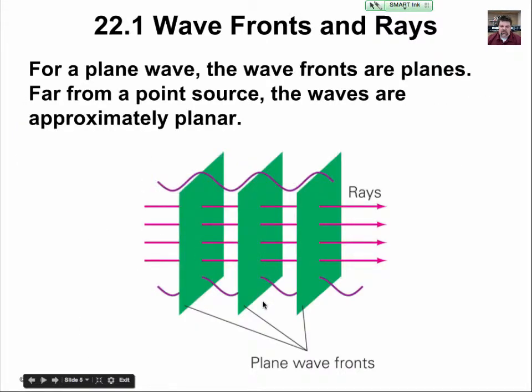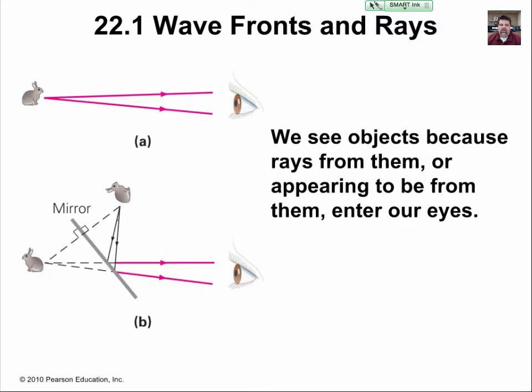So plane wavefronts are basically measuring peak to peak of the waves as they travel or propagate through time and space. For a plane wave, the wavefronts are planes, and from a far enough point source, the waves are approximately planar. So we'll talk about light being planar. It just means that the light source is far away. A lot of times it's easier for us to do our calculations if we consider planar light.